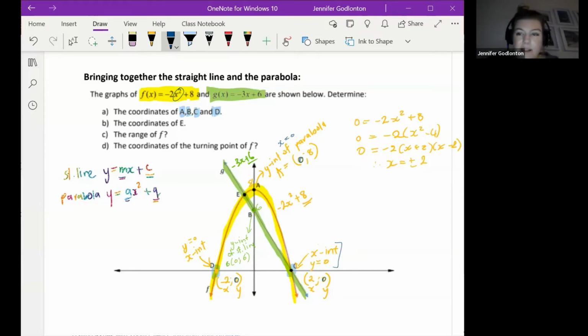Yeah, I divided by the negative 2. If you did it the other way around, you would have had 0 equals negative 2x squared plus 8. Bring that 8 over. Divide by negative 2. So x would be plus or minus 2. So the coordinates of B, they were the y-intercept of our straight line. So they were that value over there.